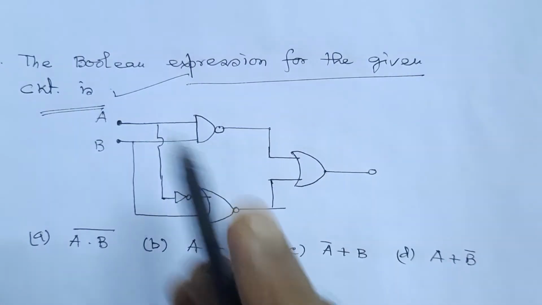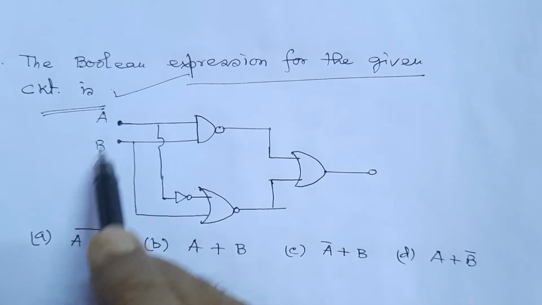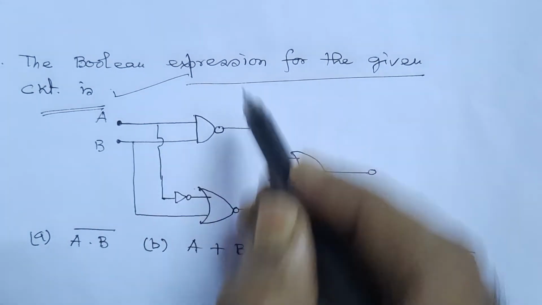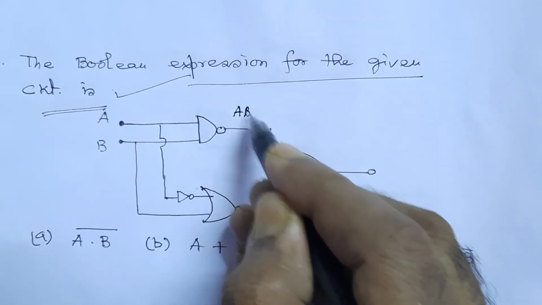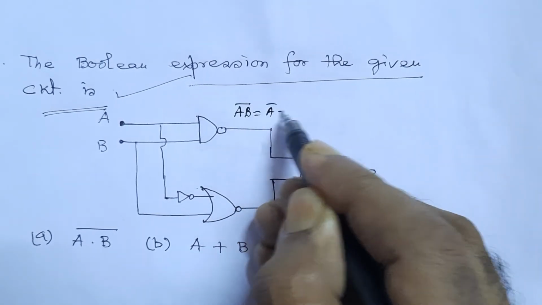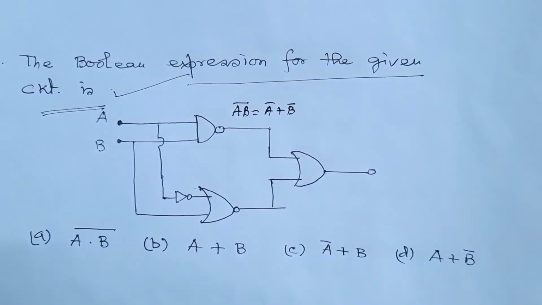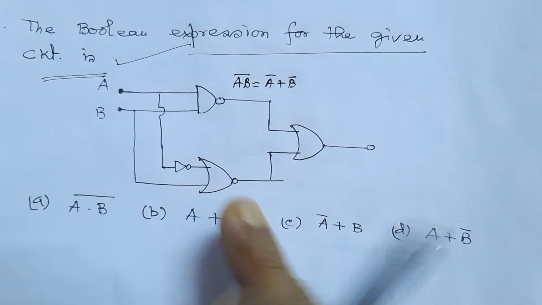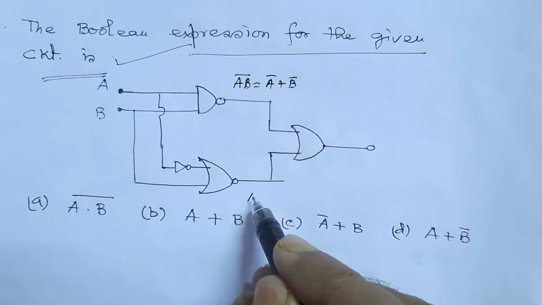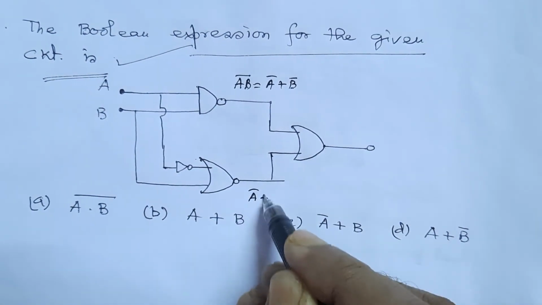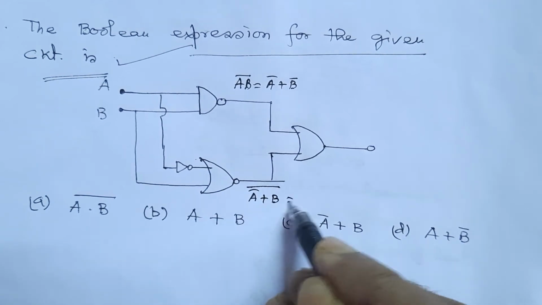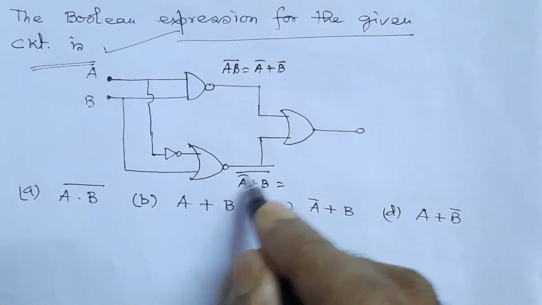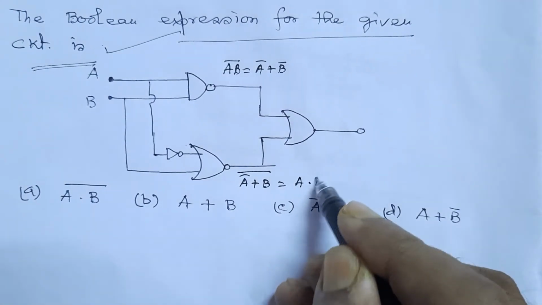Then we see that here is an AND gate, two inputs are A and B. Then the output is (AB) inverse, that is A inverse plus B inverse from De Morgan's theorem. And for the second case, here is a NOR gate. It gives (A inverse plus B) whole inverse, that is A inverse inverse is A, into B inverse.